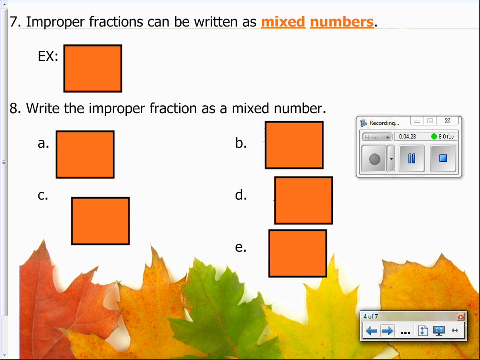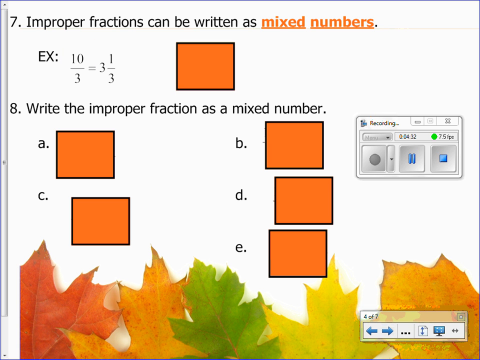Okay, now in number 7, we have improper fractions can be written as mixed numbers. So now in that example, we have 10/3. 10/3 is a division problem. You will notice that as you continue on in math. 10/3 in fraction form is also a division problem. So 10 divided by 3, 3 goes in there 3 whole times with 1 left over. So 10/3 is 3 1/3.